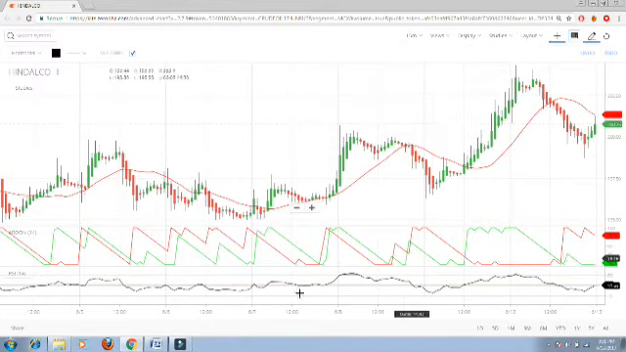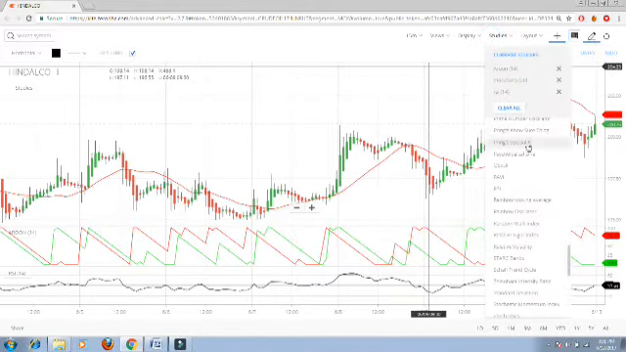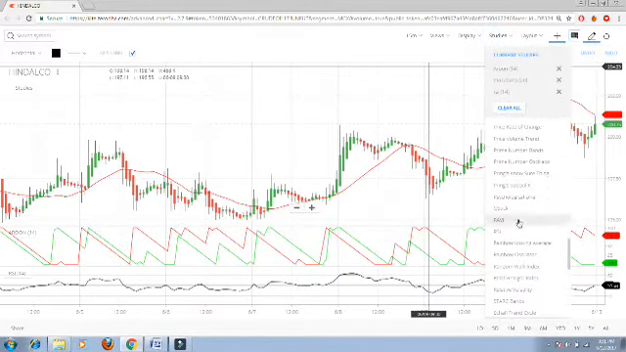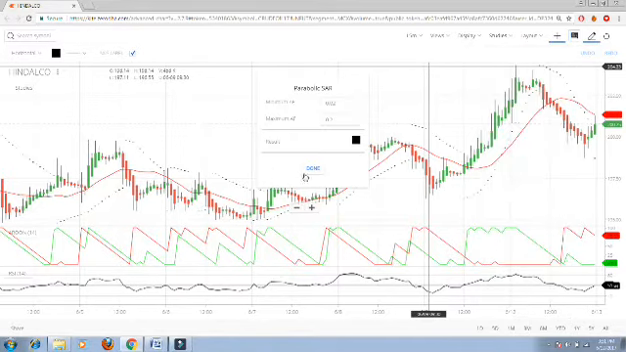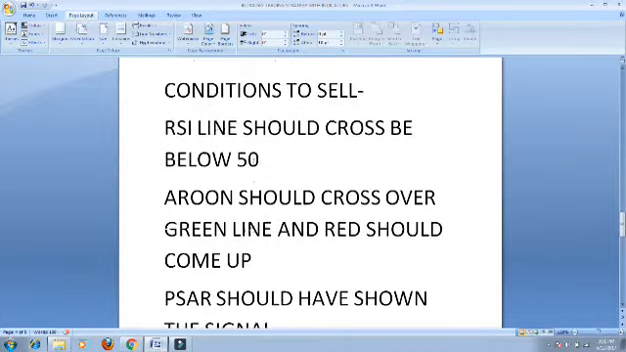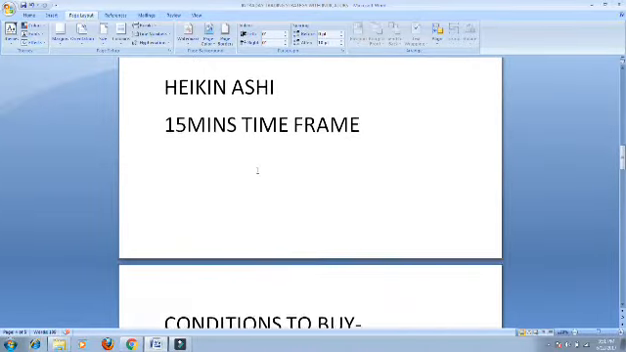Okay, and what is the next indicator? SAR. Go to studies, PSAR, parabolic SAR, here it is. So I just add it. That's it, right? Let's see whether I've added everything or not.